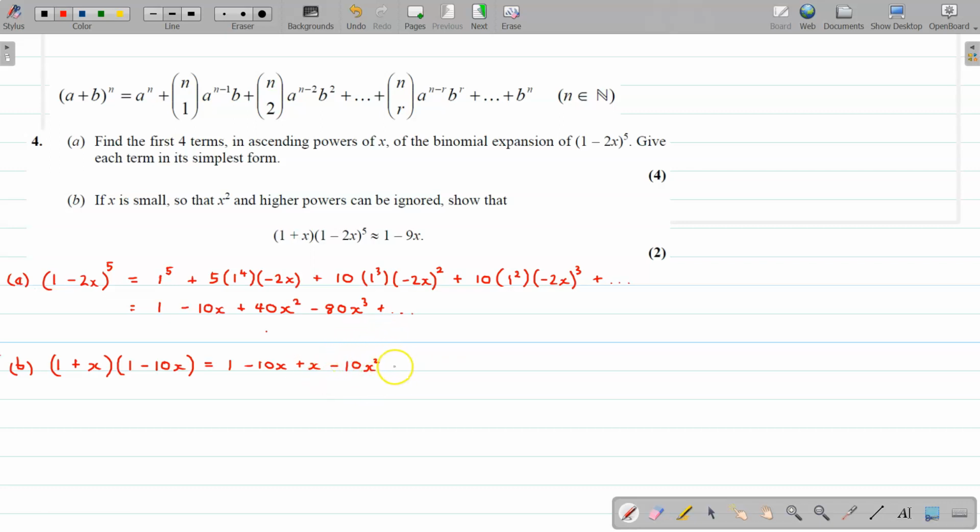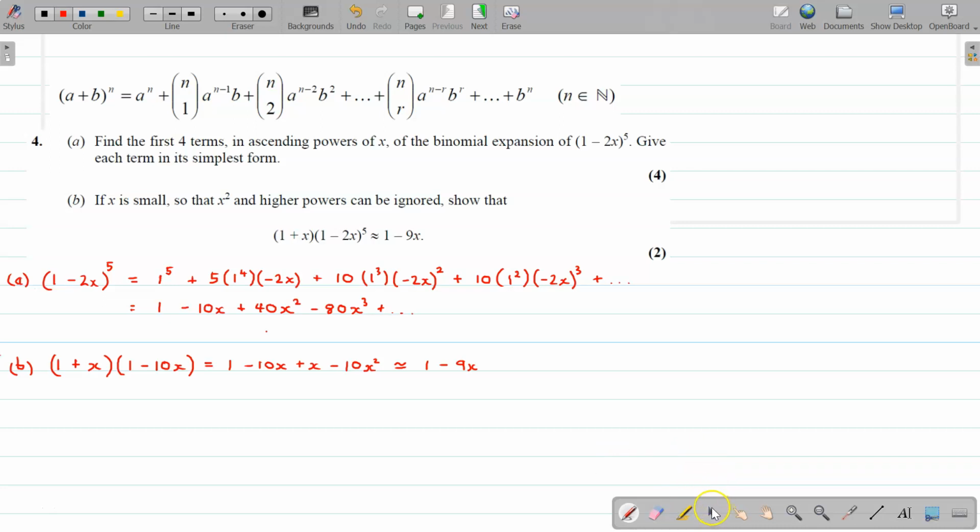left with are, and you've got to be careful now about this, I'm going to put approximately equal to 1 minus 9x, because it's minus 10x plus x, you see, which is minus 9x. And I'm ignoring that because it's too small. So that's the answer. And that's how I've shown it. Okay, and that's question B.